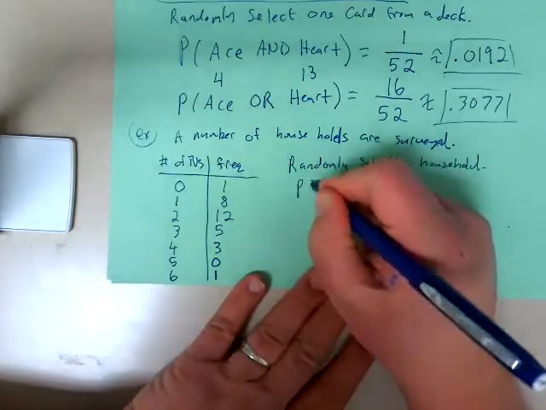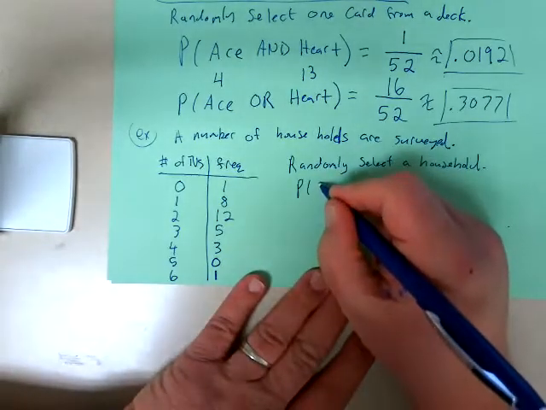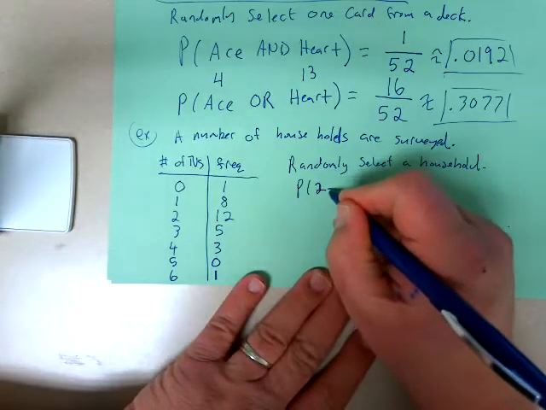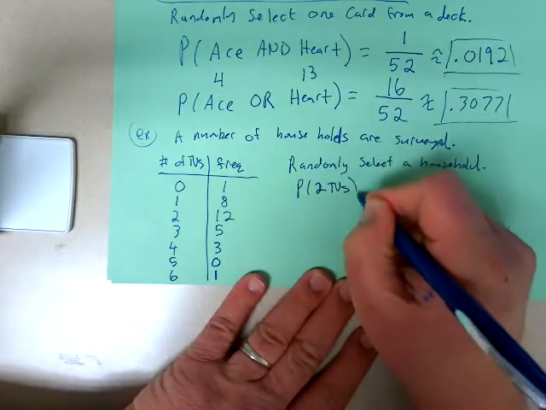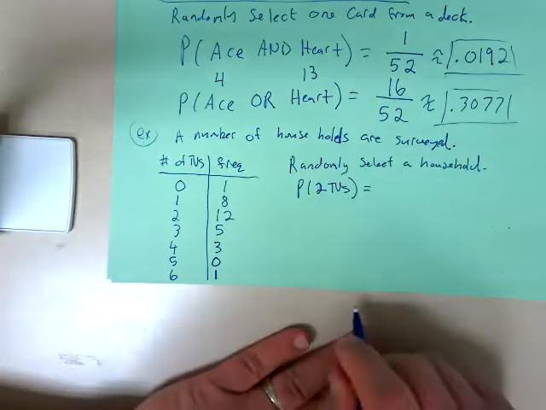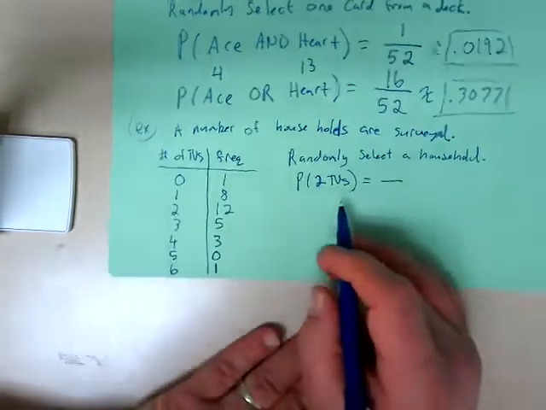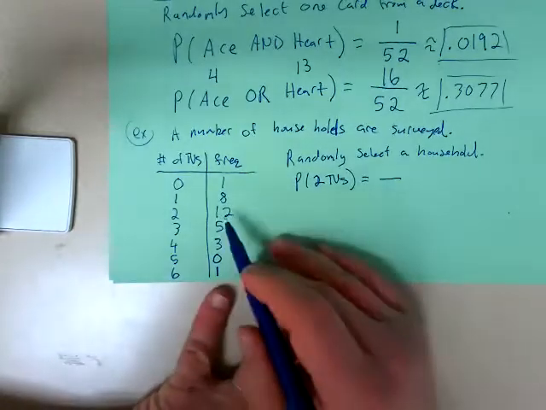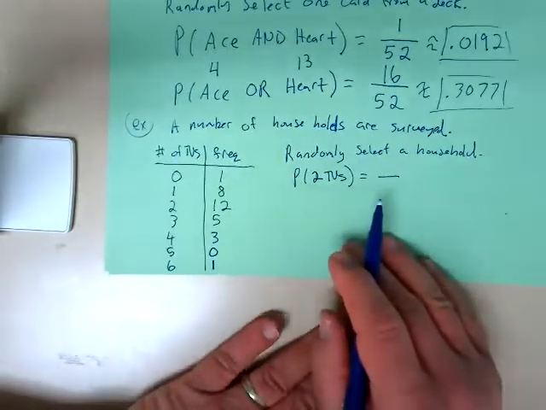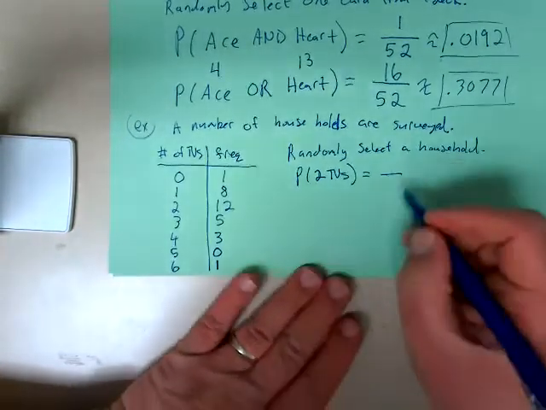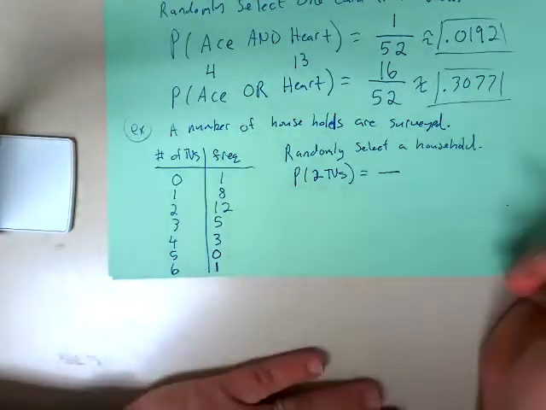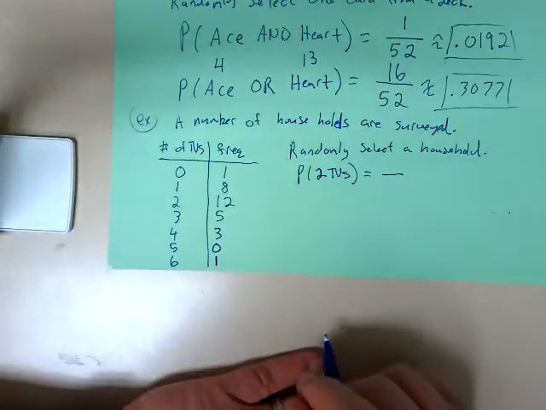We might want to know what's the probability that the household had 2 TVs. Okay? How are we going to find this probability? Okay, so I know that 12 households had 2 TVs. Okay, so what do I need? I first need the bottom number. How can I find that?